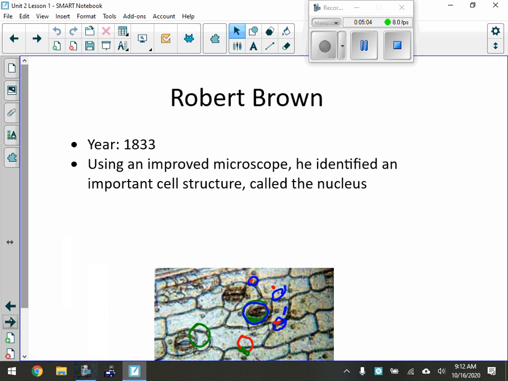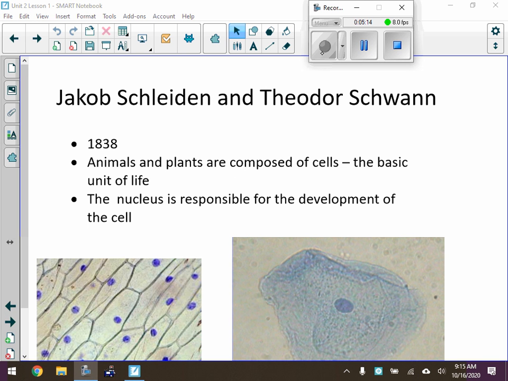Next, Robert Brown. Using an improved microscope, he identified an important cell structure called the nucleus. Okay. Schleiden and Schwann.